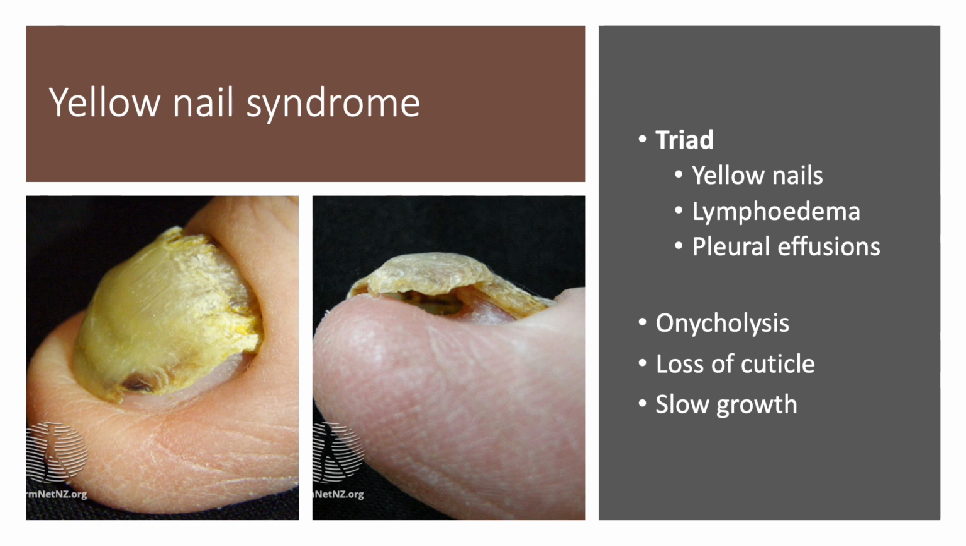And you would be able to pick this up quite quickly by just looking at the patient's hands. You'd be able to see onycholysis, which is where your nail separates from the nail bed. You'll be able to see loss of cuticle, and just from taking a history from the patient, they'll be able to tell you that the nail is very slow growing.